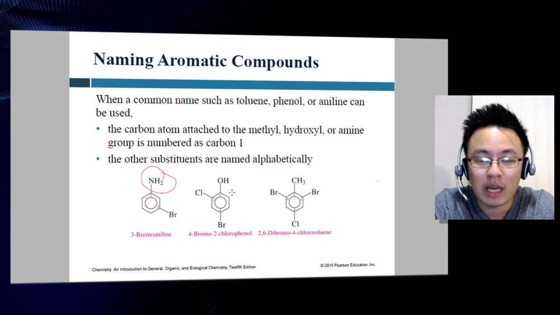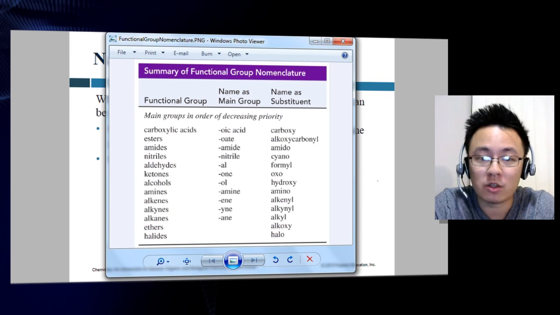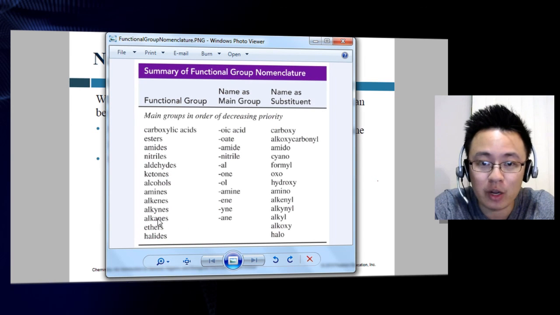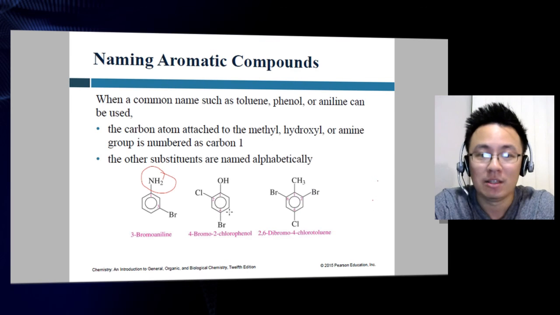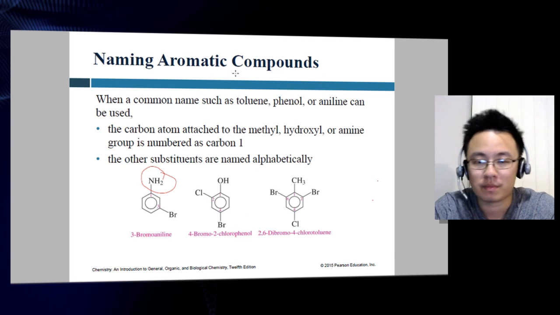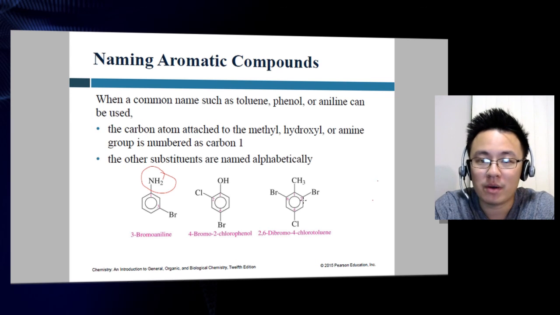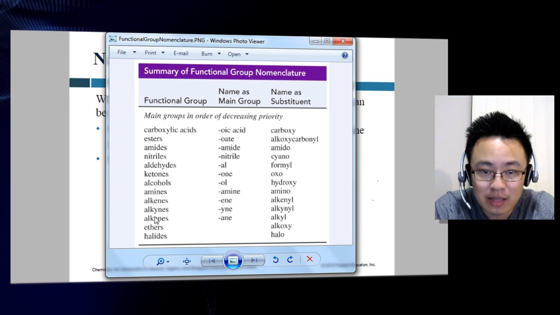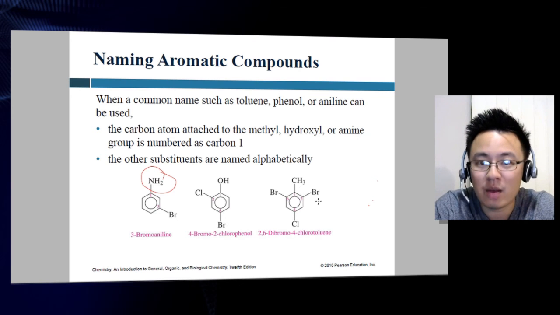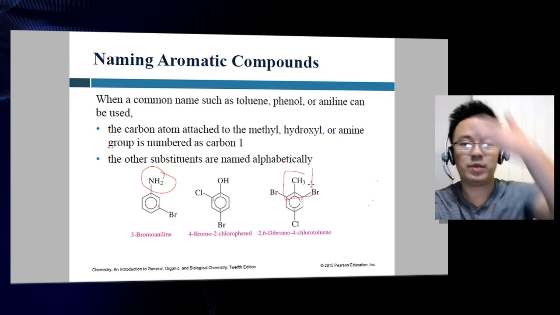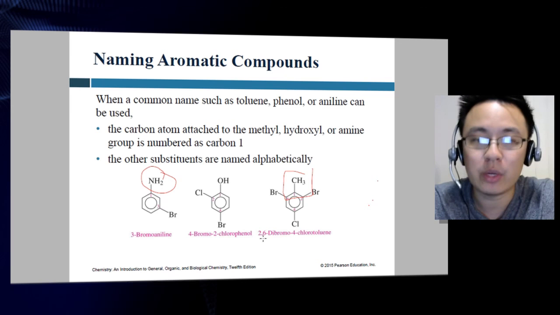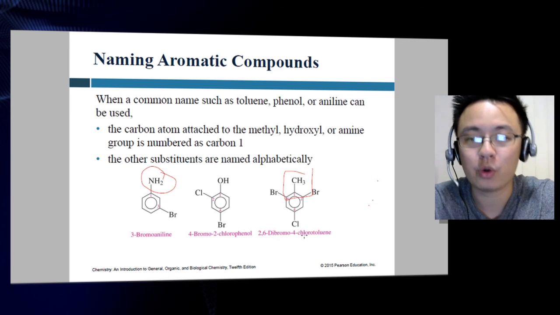We can also name this one here. The alcohol group gets priority because, according to our chart, alcohols are higher priority than alkanes or even halides. Therefore, that 1 belongs to the alcohol. This would be 4-bromo-2-chlorophenol. We can also have the methyl group here with a higher priority, and the reason why, again, alkanes are higher than halides, so they get the first priority right over there. So this would be 2,6-dibromo-4-chlorotoluene.